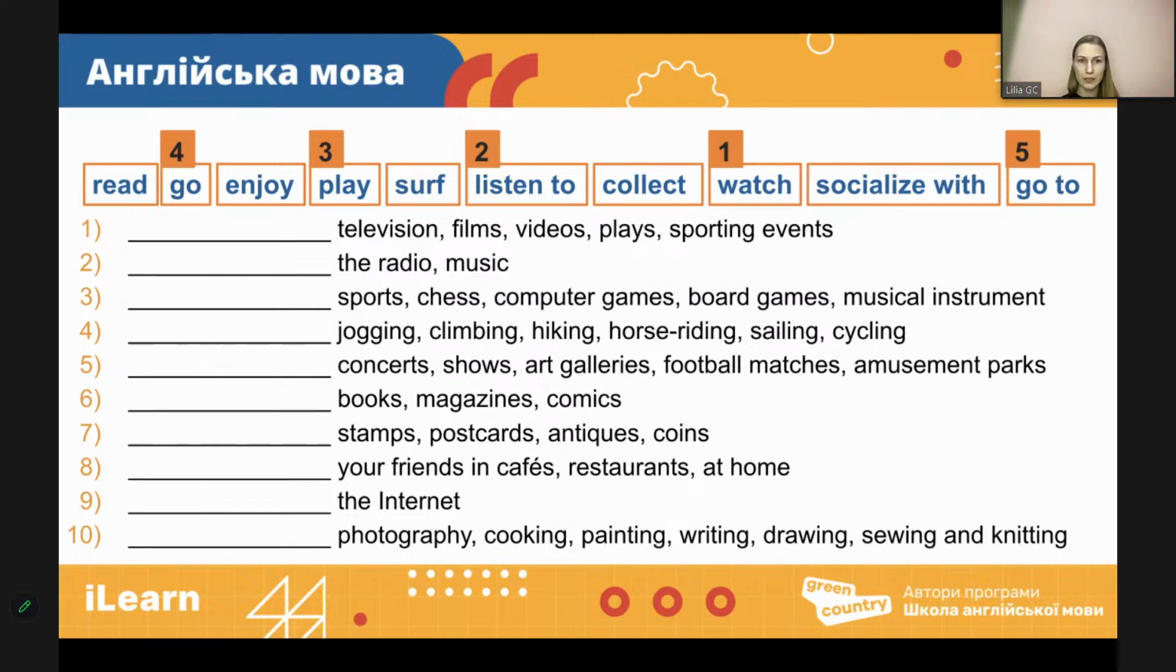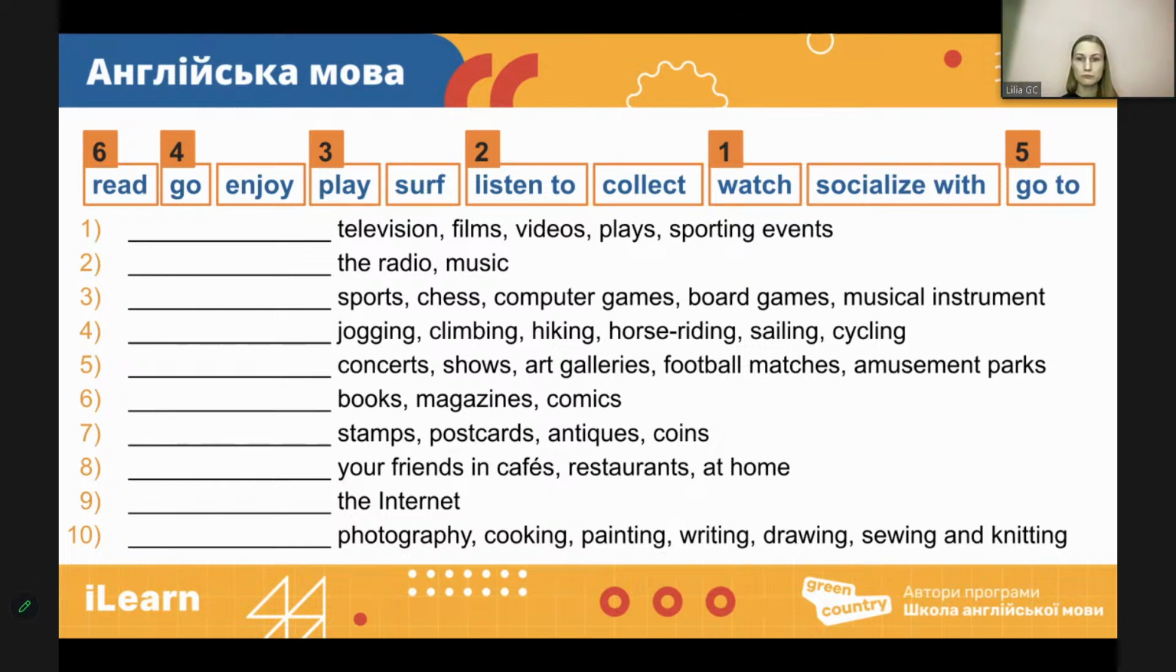All right, number 6. So number 6 is reading. So we read books, magazines, comics, manga, as some of you mentioned, and so on.